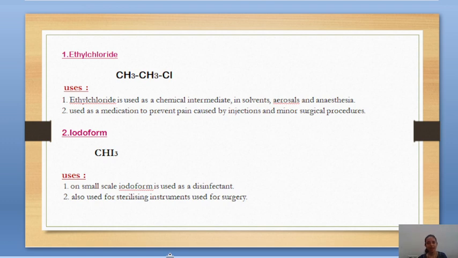Then the next is iodoform. The structure of iodoform is given. Its uses are like, on small scale iodoform is used as a disinfectant. The second use is that it is also used for sterilizing instruments before surgery. So iodoform is used as a disinfectant, and also for sterilization of instruments before surgery. Definitely very important uses of iodoform.